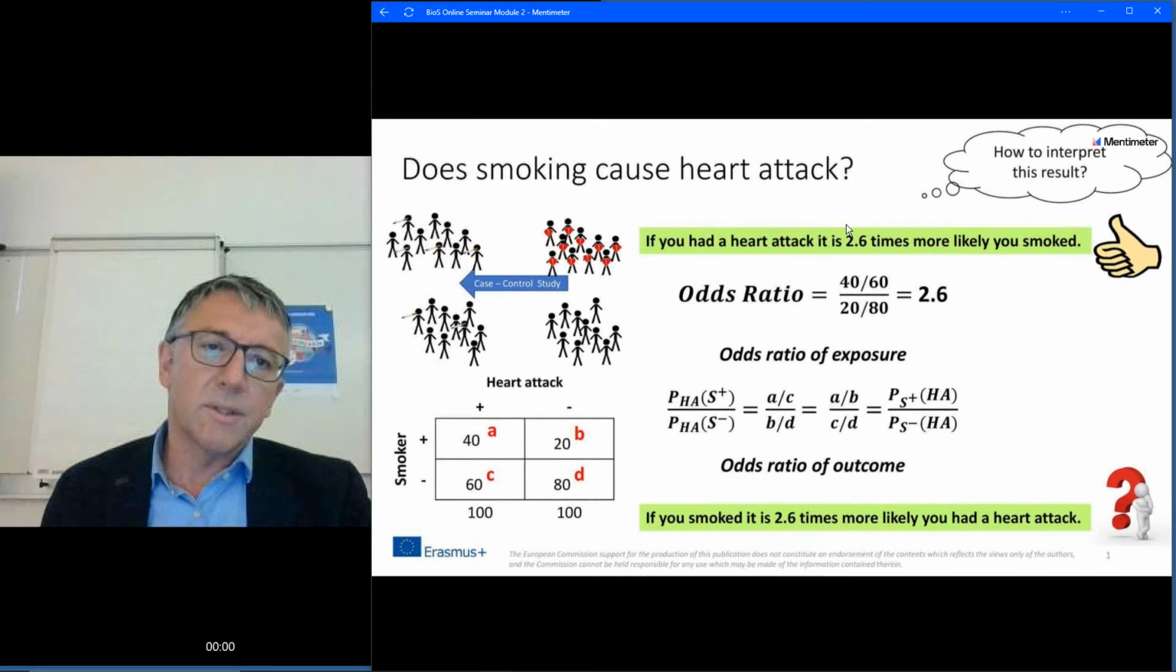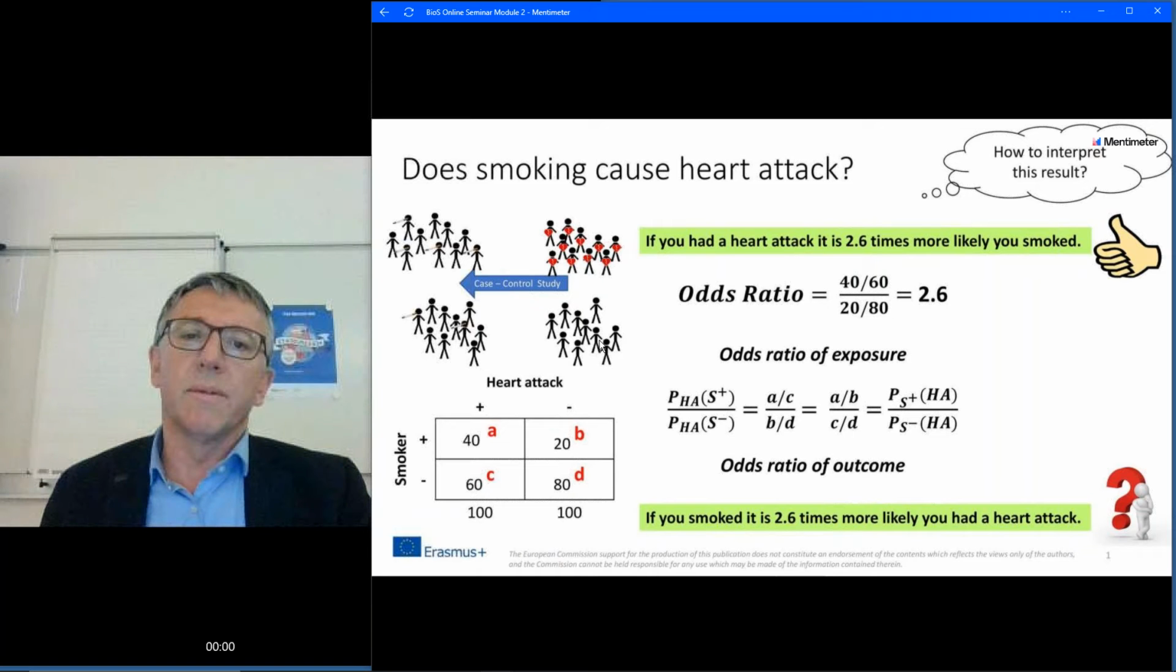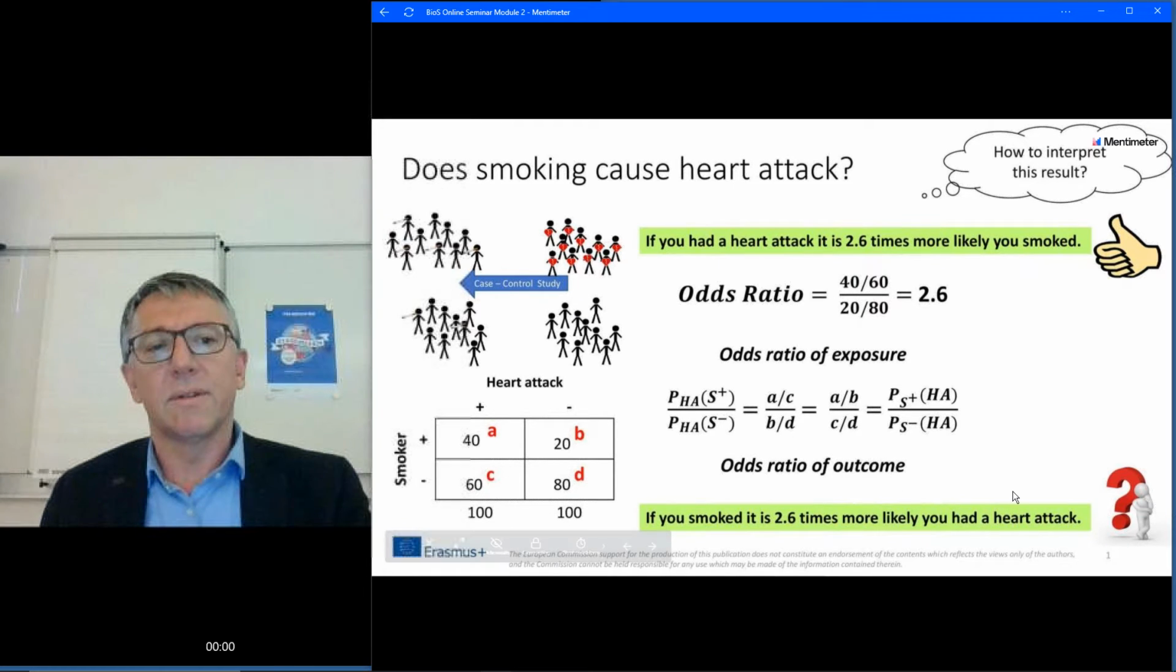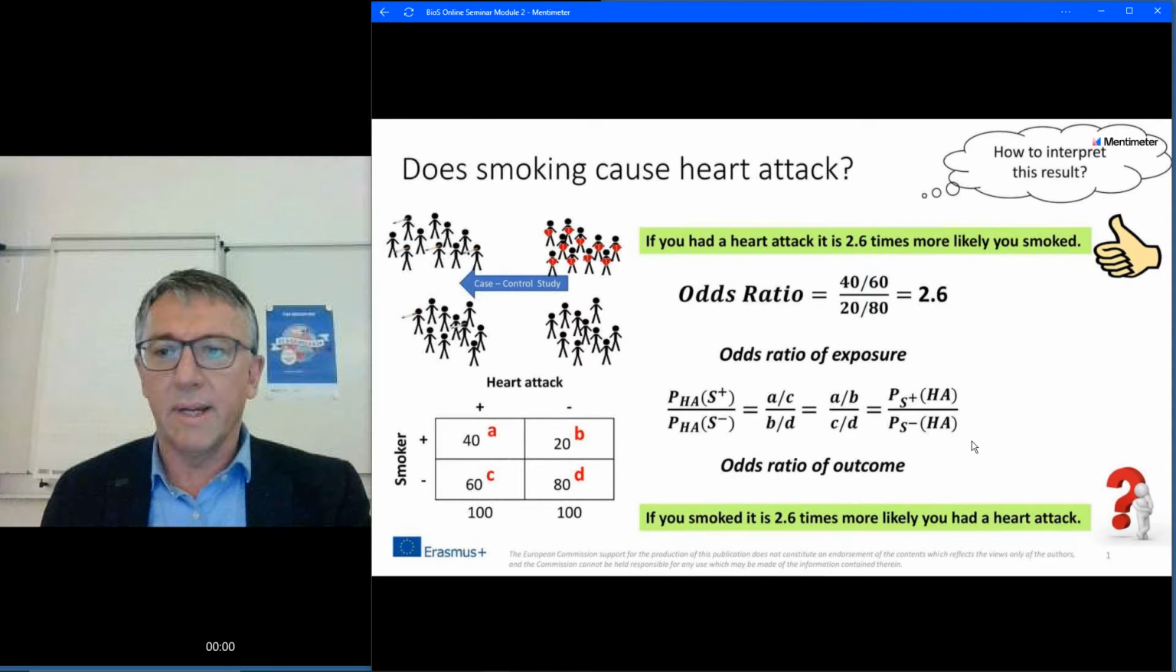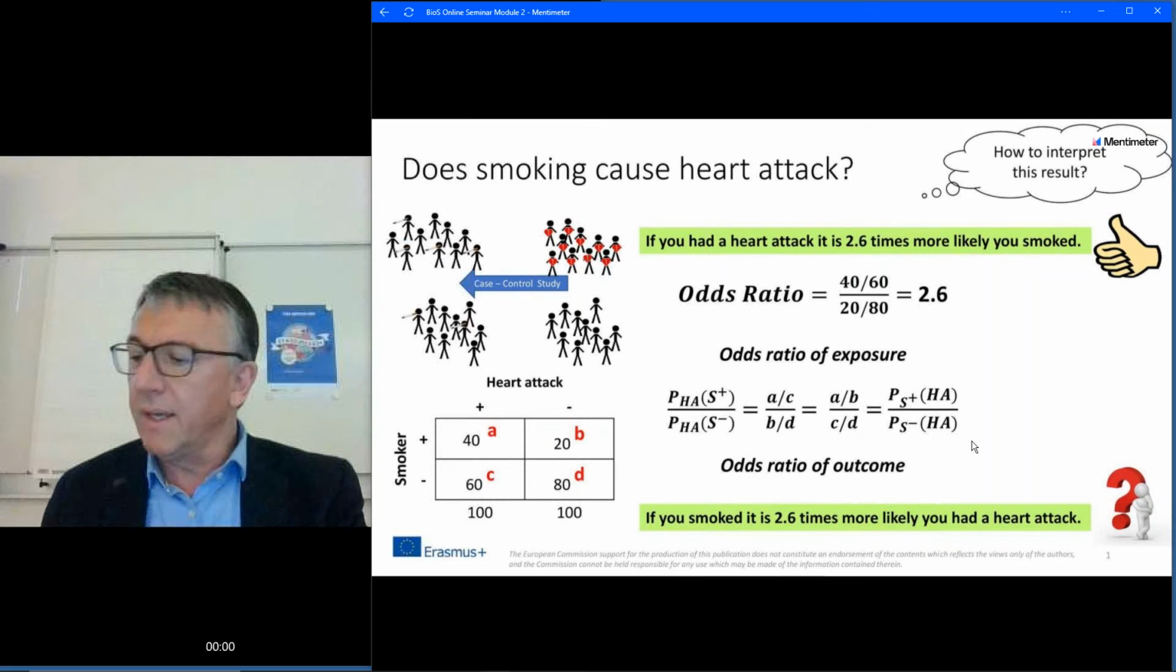So while this is still true, this might be affected by your study design. If you have a lot of arguments that your study design in your case control study is free of bias, then it's very likely that the odds ratio of the outcome is 2.6 or close to 2.6, and then smoking might have caused the heart attack. But because of the study design, it's not a causative study design, and you cannot be 100% sure that this is true.